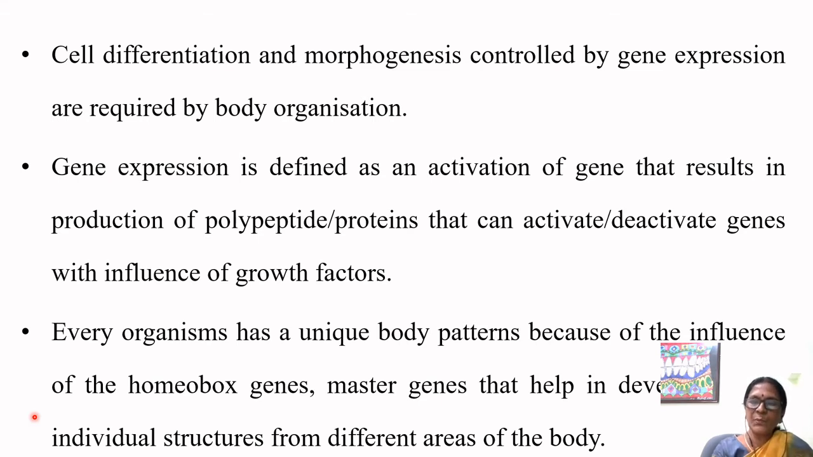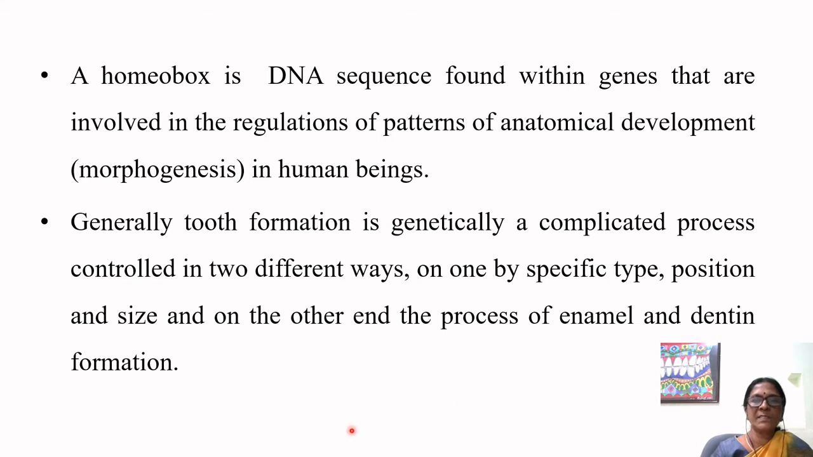Every organism has a unique body pattern because of the influence of the homeobox genes, the master genes that help in development of individual structures from different areas of the body. A homeobox is a DNA sequence found within genes that are involved in the regulation of patterns of anatomical development, that is morphogenesis in human beings. Generally, tooth formation is genetically a complicated process controlled in two different ways: on one end, by specific type, position and size, and on the other end, the process of enamel and dentin formation.